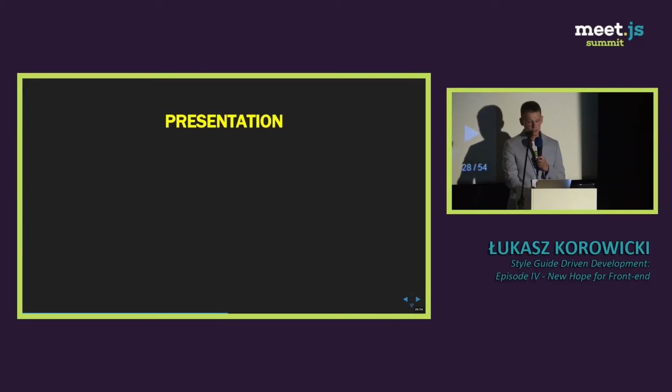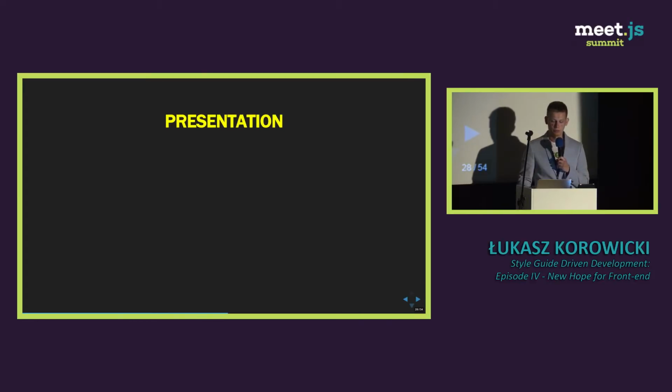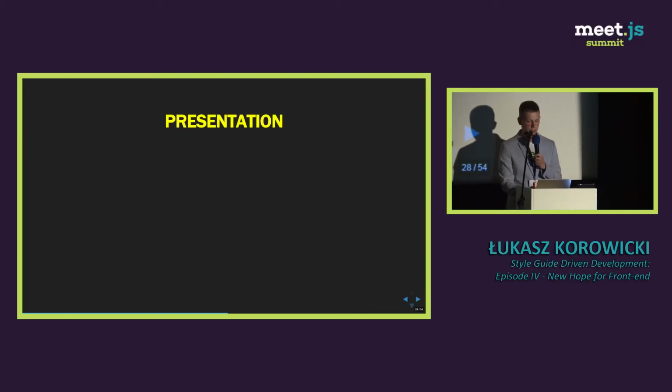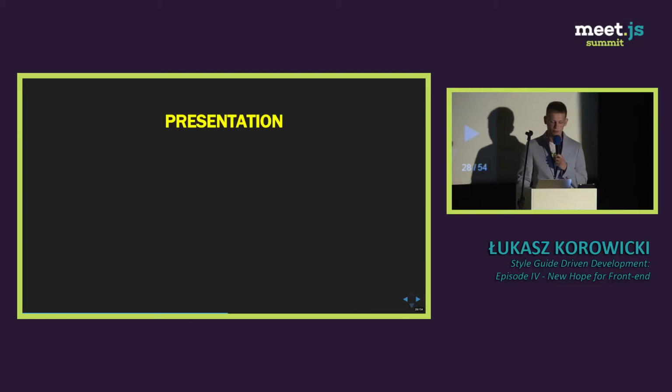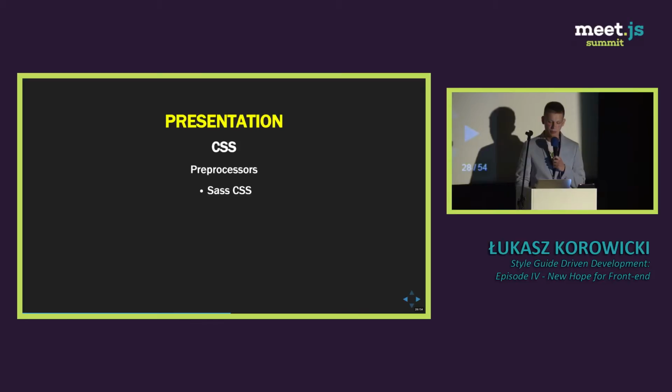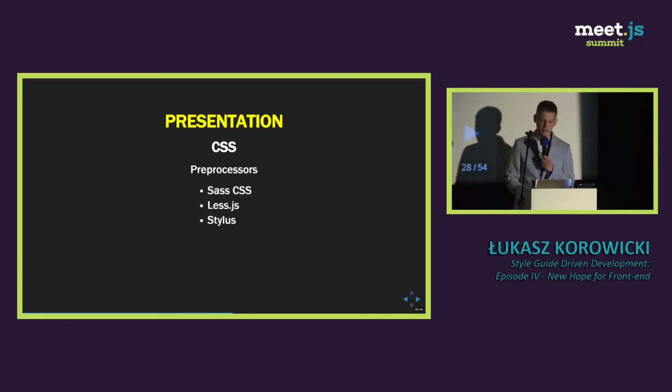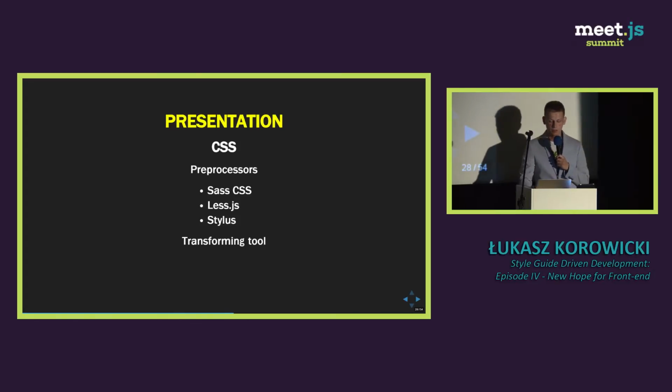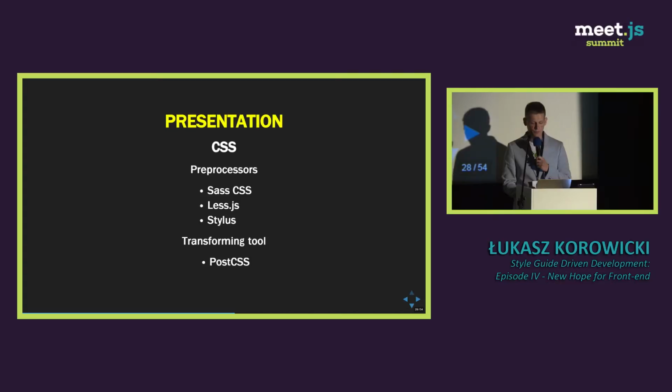When we have structure, when we have markup, we have to make it look better. So we choose some tool to present it. Of course, as web development, we can use CSS. And we can use some preprocessors to create CSS more easily. We can use Sass CSS, Less.js, or Stylus. Also, we have some transforming tools, which is PostCSS.